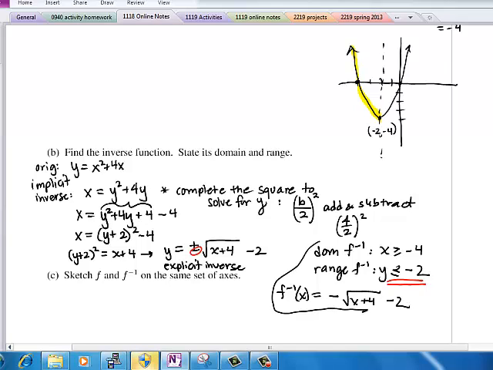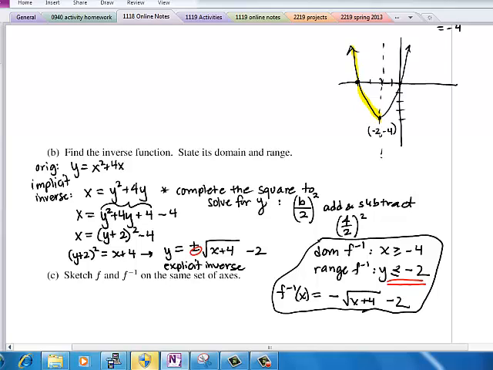So we use the domain of f to tell us what the range of f inverse should be, so that we could choose correctly on that square root whether we wanted the positive or negative side. If we had restricted the domain to be the right side of that parabola instead, then we would have chosen the positive square root for the square root of x plus 4 rather than the negative square root.